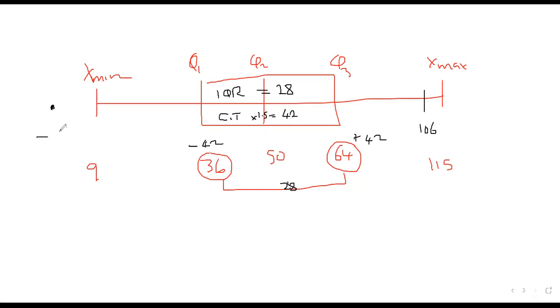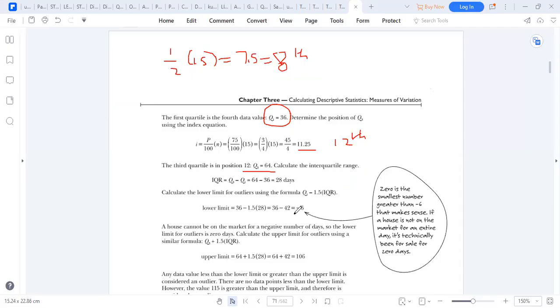-6. So this 9 has survived because it's inside. This 15 has not survived because it's outside, because we are cutting this part outside there. So this 115 becomes an outlier. So to redraw our box whisker plot, before I redraw it here, the lower limit is -6, the upper limit is 106.